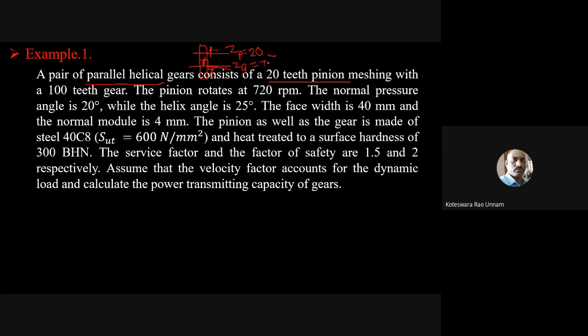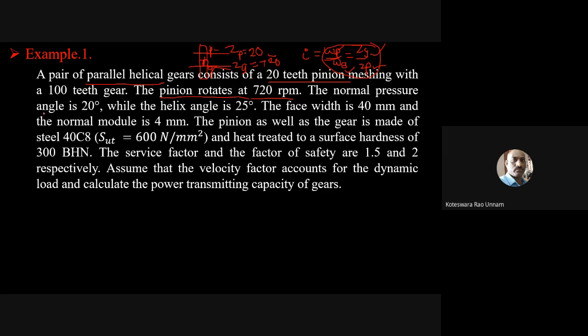So that means he has given the speed ratio. I is nothing but omega P by omega G, which is nothing but ZG by ZP. If you know the speed of the pinion, you can calculate the speed of the gear based on this relation. He has given the number of teeth on pinion and on gear, and of course he has already given the pinion speed also. Pinion speed is 720 RPM.